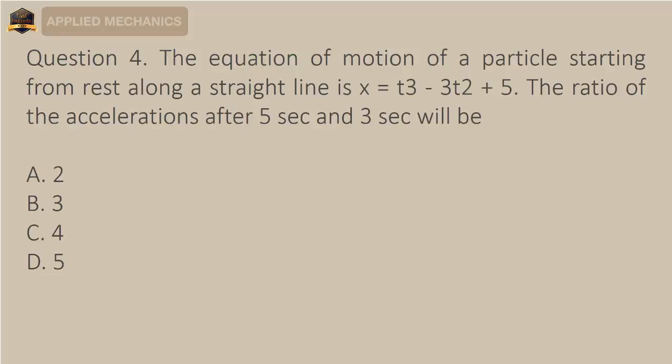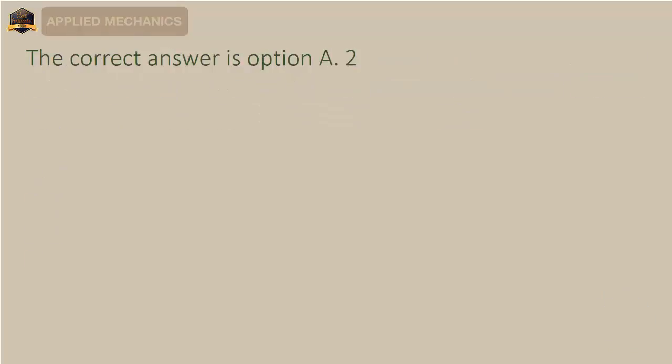Question 4. The equation of motion of a particle starting from rest along a straight line is x equals t cubed minus 3t squared plus 5. The ratio of the accelerations after 5 seconds and 3 seconds will be: a. 2, b. 3, c. 4, d. 5. The correct answer is option A. 2.